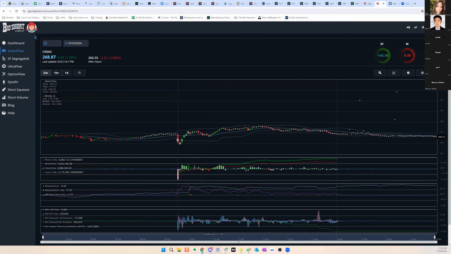I think we looked at CrowdStrike as one of them. On that day, I shared that chart as well. And that was another example. Multiple examples like that.